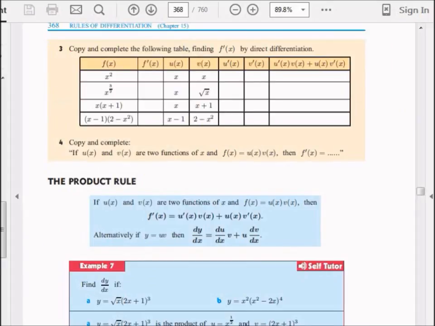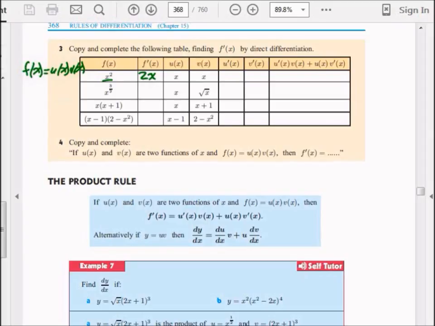All right, we're going to take a look at filling out this table. Copy and complete the following table, finding the derivative of f by direct differentiation. Here we know the derivative of x squared is 2x. Here we've got u of x is x, v of x is x, in order to make this look like f of x equals u of x times v of x.